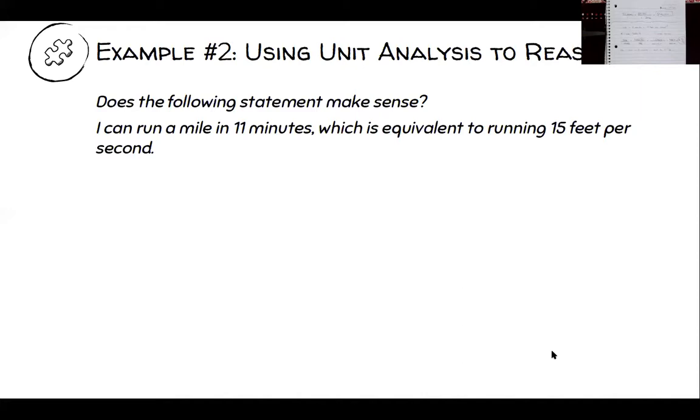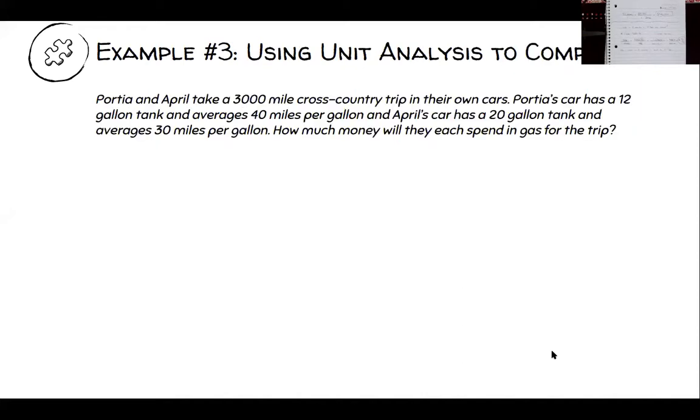And on we go. The third one says, Portia and April take a 3,000-mile cross-country trip in their own cars. Portia has a 12-gallon tank and averages 40 miles per gallon. April's car has a 20-gallon tank and averages 30 miles per gallon. How much money will they spend in gas for this trip?